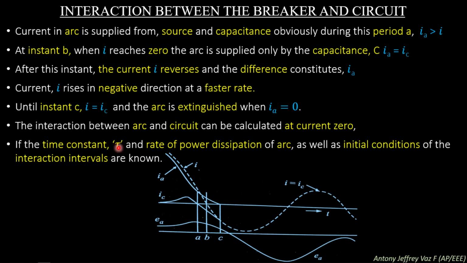If the time constant tau, the rate of power dissipation of the arc, as well as the initial conditions of the interaction intervals are known, the circuit breaker constants can be clearly defined, and the interaction between the breaker and the circuit plays a vital role. By finding all these characteristics and the currents flowing in the circuit and the circuit breaker, the total power system can be modeled very easily.